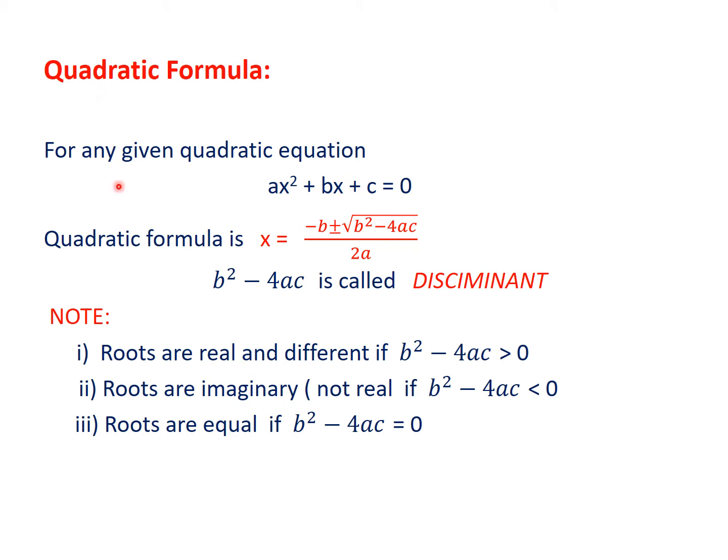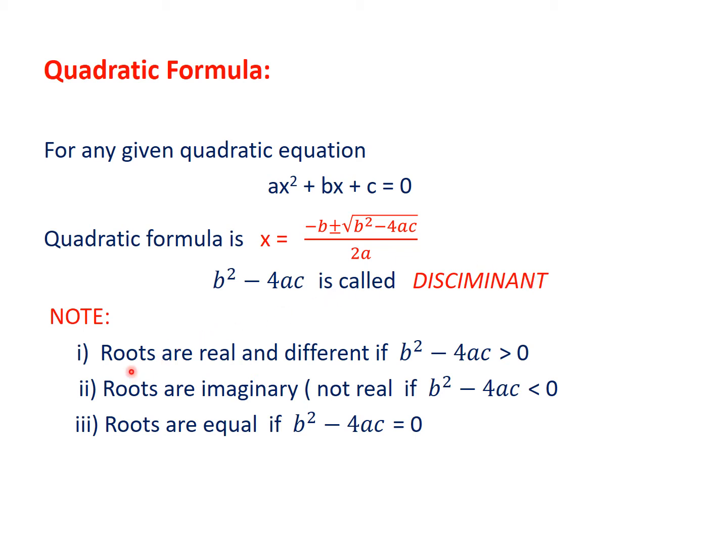Quadratic formula. For any given quadratic equation ax square plus bx plus c equals to 0, we have a quadratic formula that is x is equal to minus b plus minus under root b square minus 4ac over 2a. Yes, students, we have to learn this formula by heart so that we may apply it easily in all cases. Here, b square minus 4ac is called discriminant of this formula.